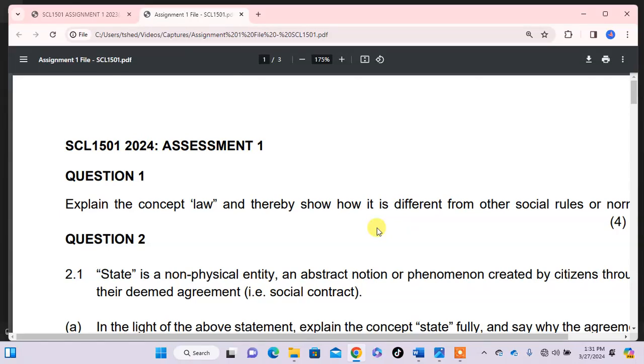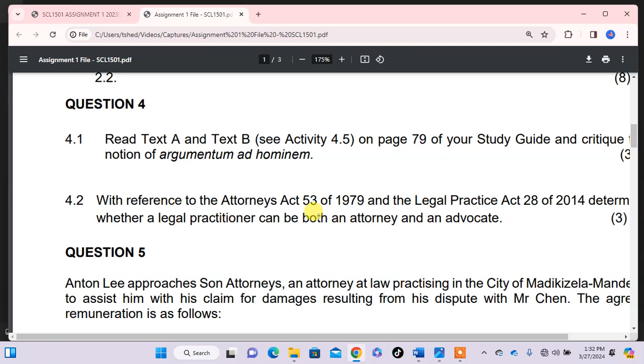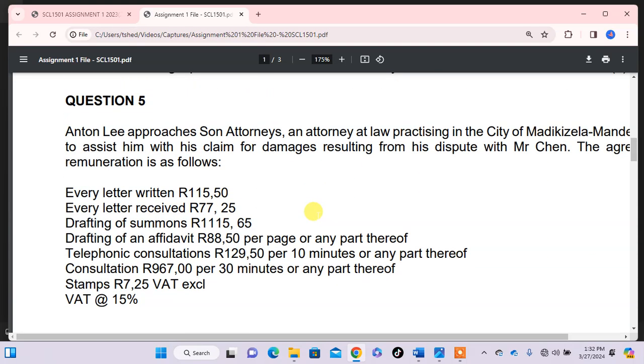SCL 2024 assignment 1, and then we'll be dealing with a calculation. We have here question number 5, which talks about the calculation.